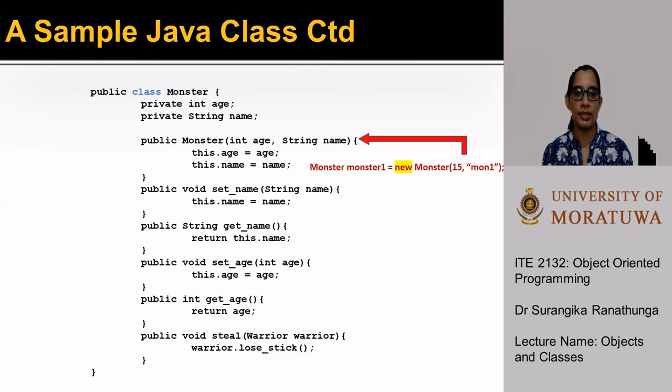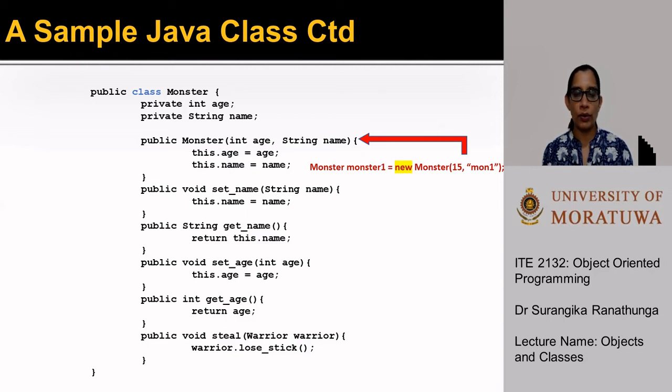As you can see, this class only specifies that the monster has an age and name, and the monster can steal the warrior's stick, right? But it does not specify the age value or the name value. These age and name values are set when the actual object is created by calling this constructor, because we are passing these values.